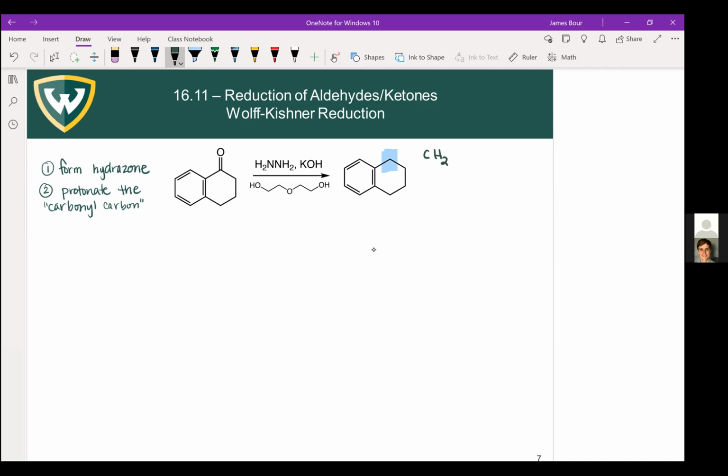This can be broken up into two steps. The first step is to form the hydrazone. And the second step is to use this hydrazone to facilitate protonating the carbonyl carbon. We put protonating the carbonyl carbon in quotations because, as you'll see in a minute, it's much more complicated than that.